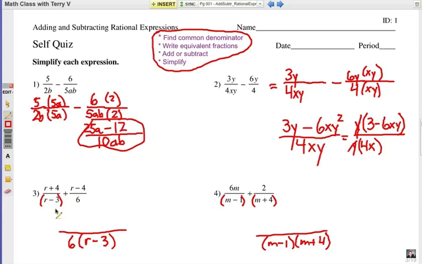But here in number 3, if the r minus 3 factor is already in the denominator, then I'm going to multiply this r plus 4 by 6. All right, and from the second fraction, I already have an r minus 4 over 6, so I have to multiply by the other factor that I have there. All right, it's going to take some multiplication, and I'm going to finish that in just a moment.